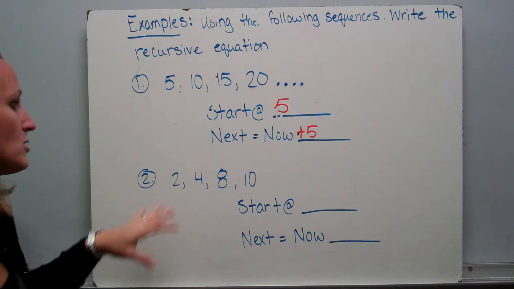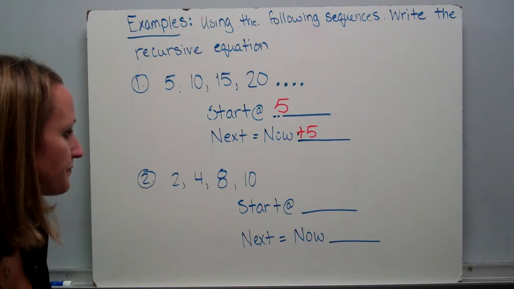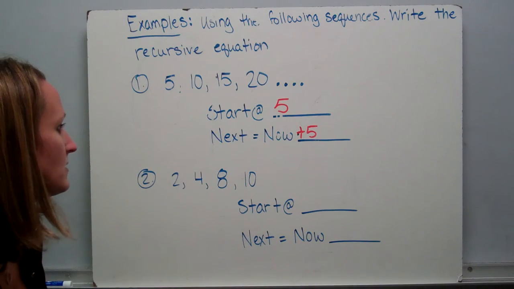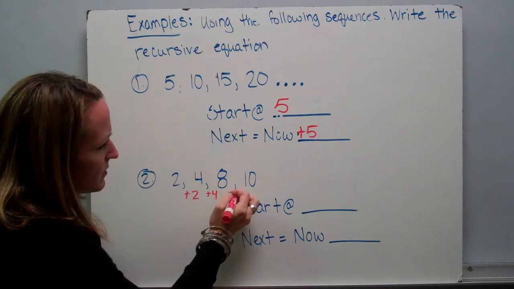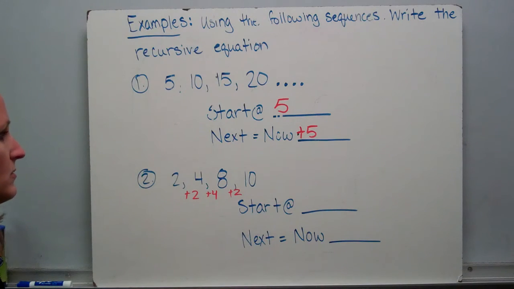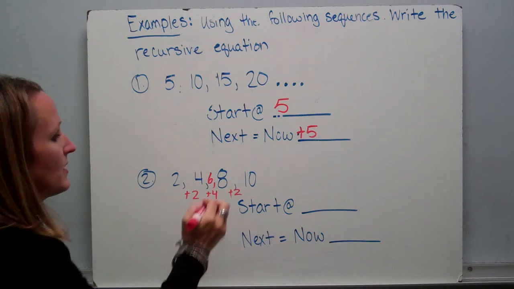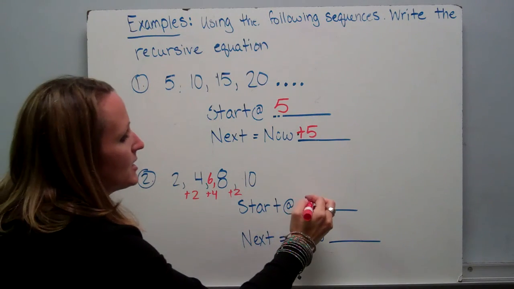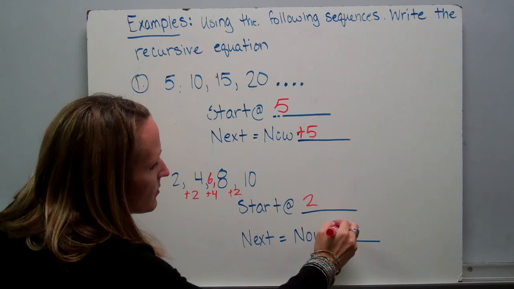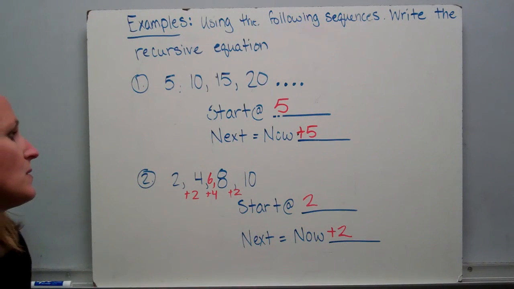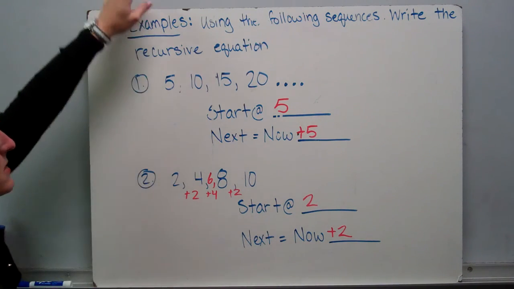Okay, what about the next one? 2, 4, 8, 10. This time we're doing what? Here we went up by 2. Here we went up by 4. Here we went up by 2. I actually think I may have left out a 6 here when I wrote my problem. So we would say start at 2, and we would say next equals now plus 2. So they're not always addition, just my examples. So let's look at some more.